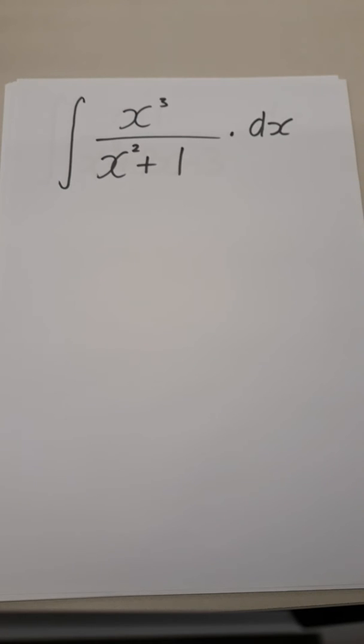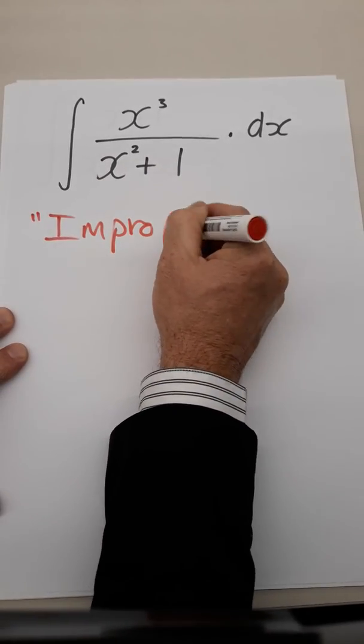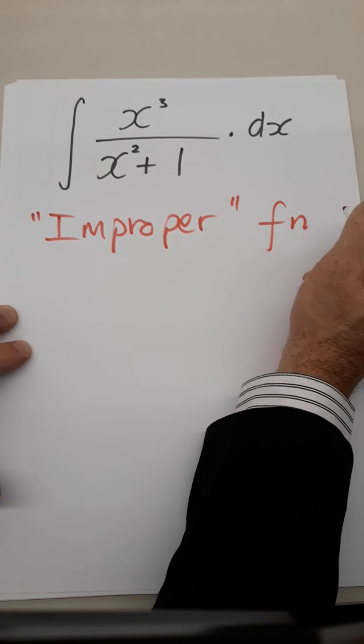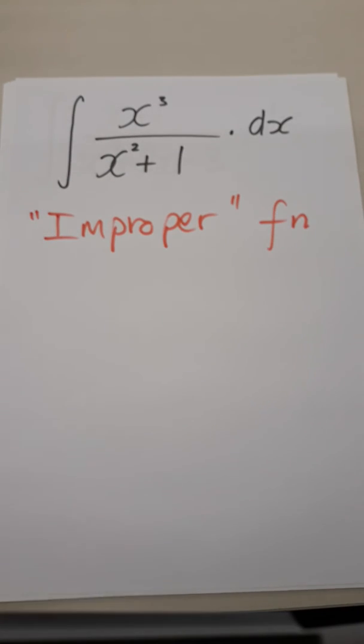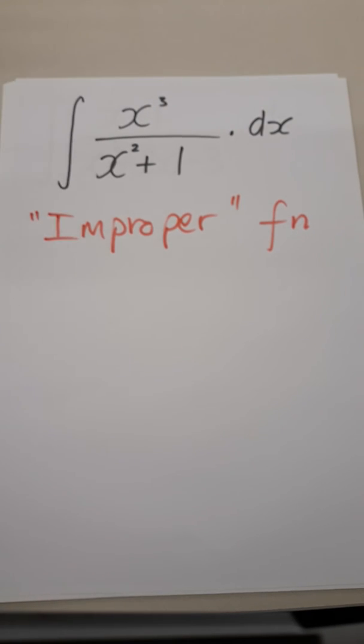Type 6. This is like an improper function, I guess you might call it. What do we mean by improper function? Well, clearly the top has a higher power than the bottom. And look, this is going to work with any improper functions, but we're talking today about quadratic denominators. So x cubed over x squared plus 1. What are you going to do with this type?